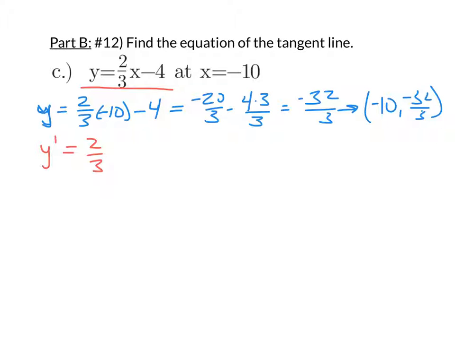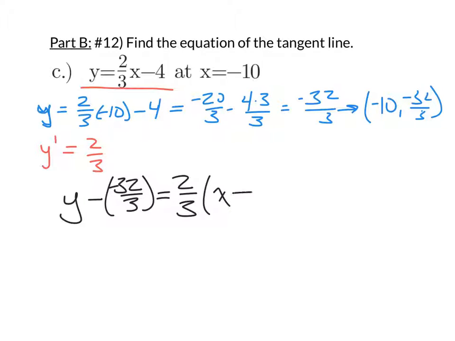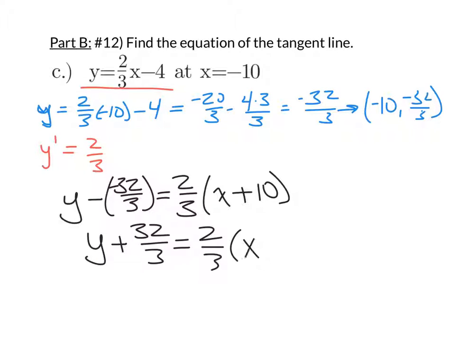But now that I have my point and my slope, I can come up with the equation of the line. Y minus the y-coordinate, negative 32/3, is equal to slope times x minus the x-coordinate, negative 10. When we simplify here, we get y plus 32 thirds is equal to 2 thirds times x plus 10.